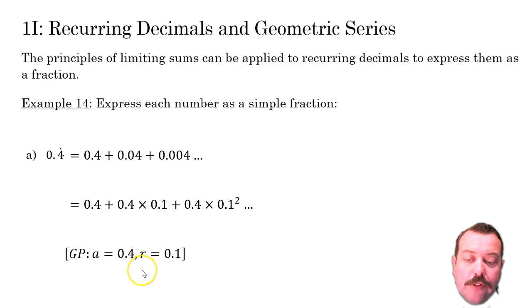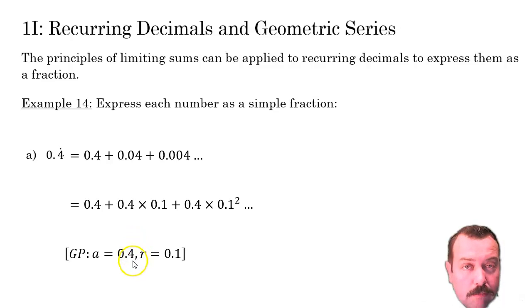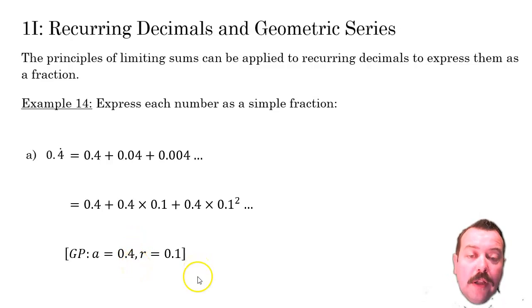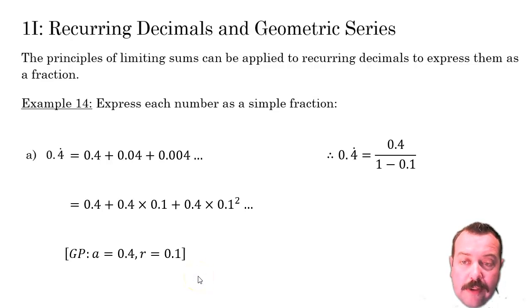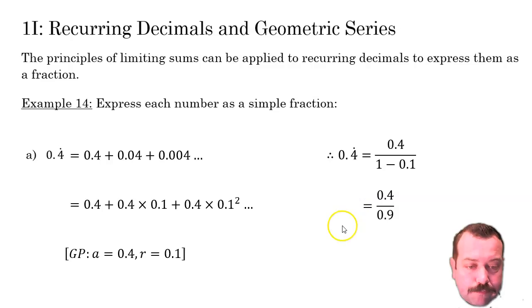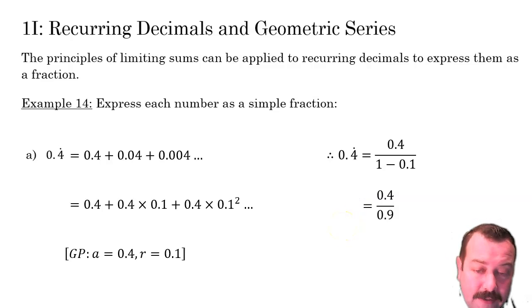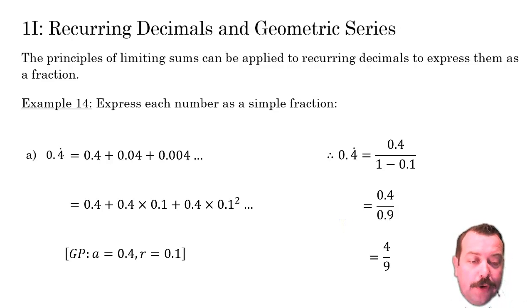So now that I have a GP with a common ratio that is less than 1, we can do the limiting sum of this. So the limiting sum, remember, is a over 1 minus r. So 0.4 over 1 minus 0.1, 0.4 on 0.9. Multiply top and bottom by 10 to make it a simple fraction, we get 4/9.